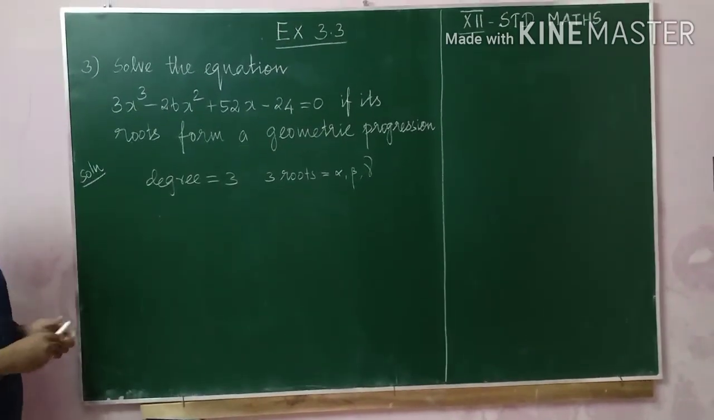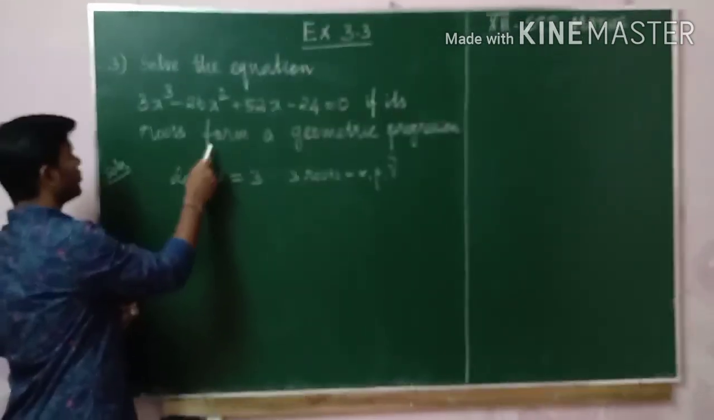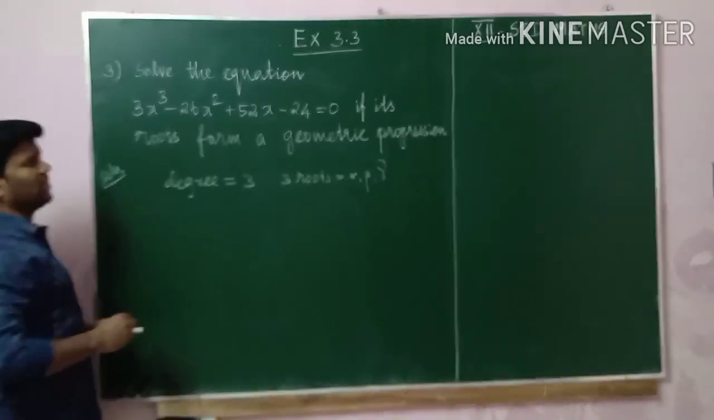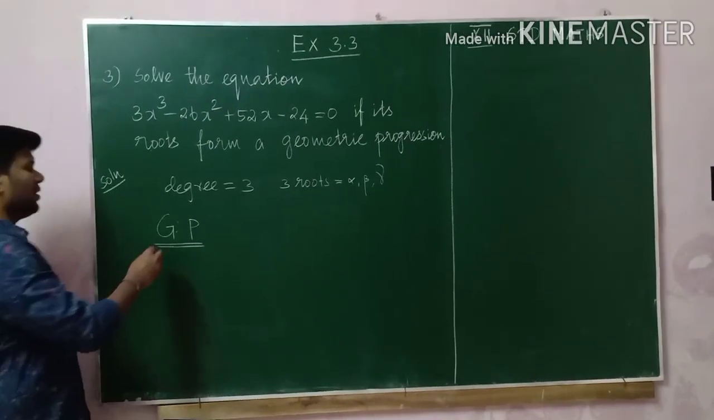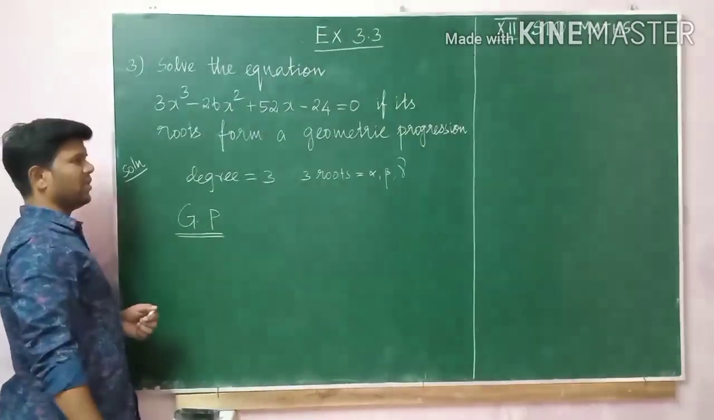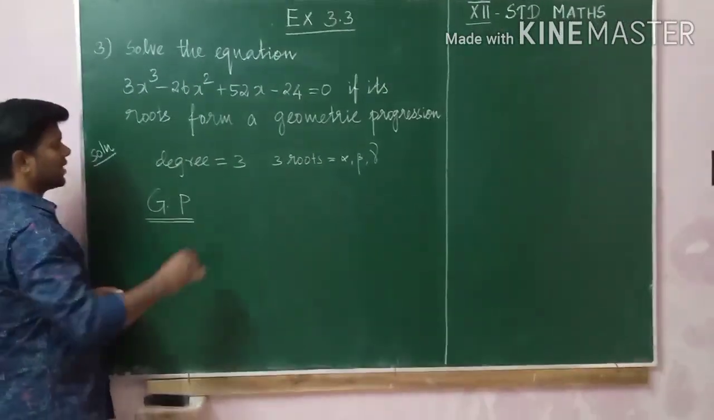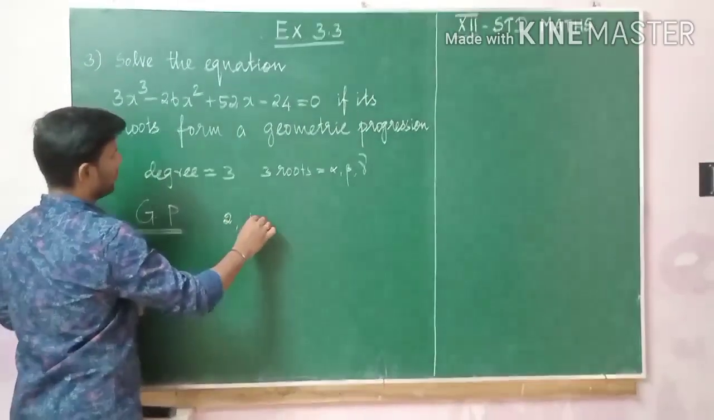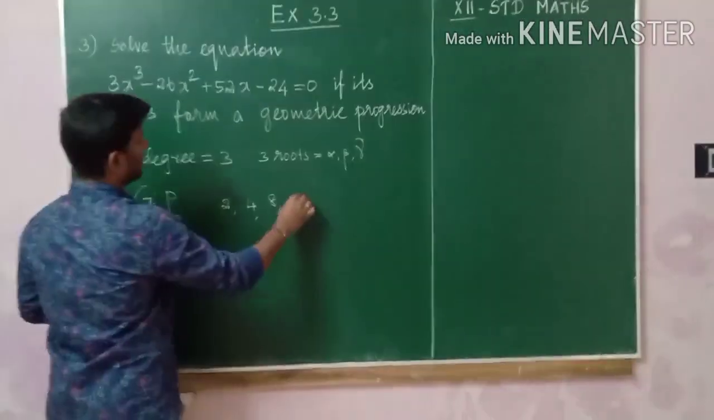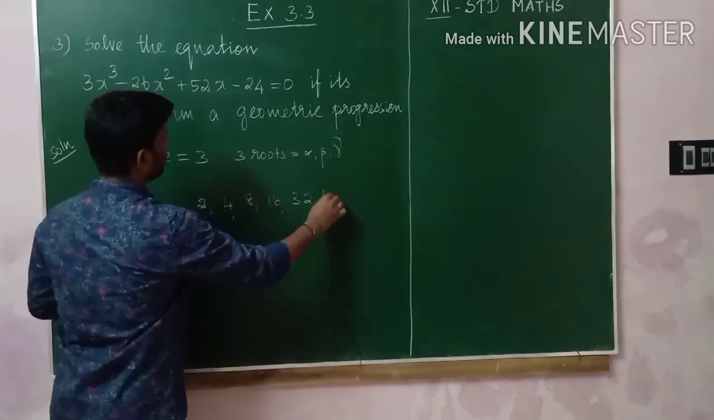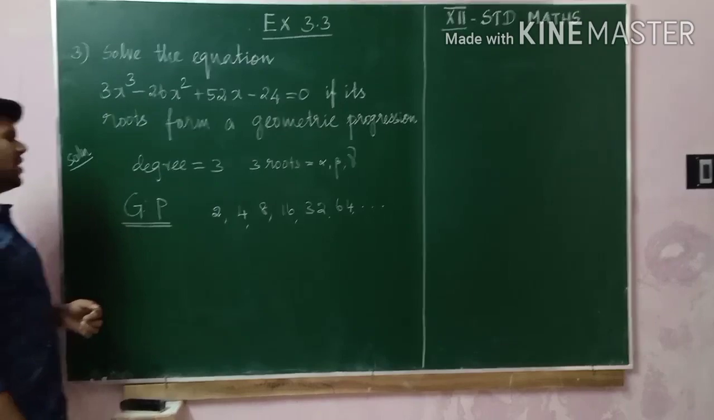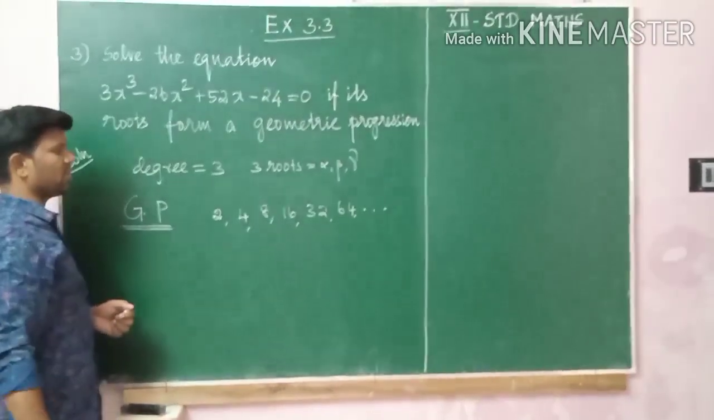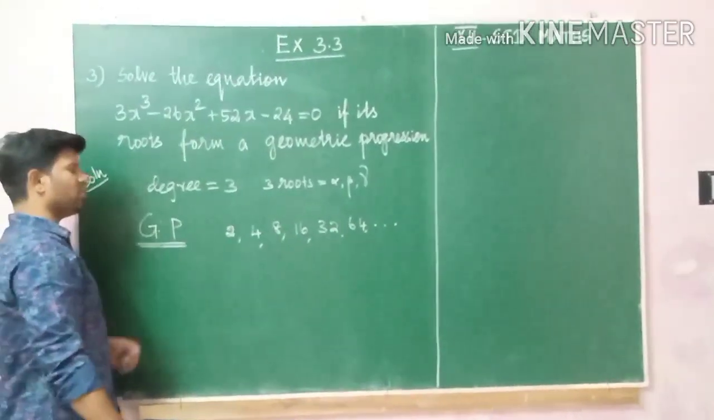But what is given in the question? If its roots form a geometric progression. What is geometric progression? In 10th standard we have studied about geometric progression, that is, we can say GP. Suppose we consider the sequence 2, 4, 8, 16, 32, 64 and so on. If the sequence is a geometric progression, the common ratio must be equal.